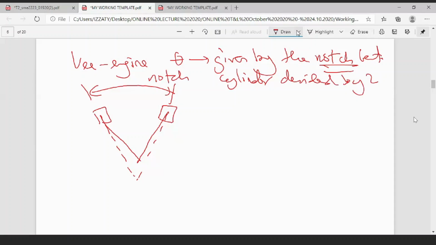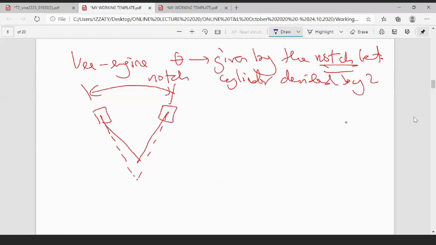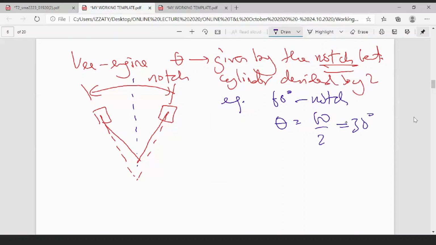So when you divide by 2, you divide this one by 2. Supposing for example the notch is equal to 60, then theta equals 60 divided by 2. So you'll have 30 degrees measured from the crank to the line of stroke. This one will be 30, the next one will be 30. And the notch must be measured from line of stroke to another line.